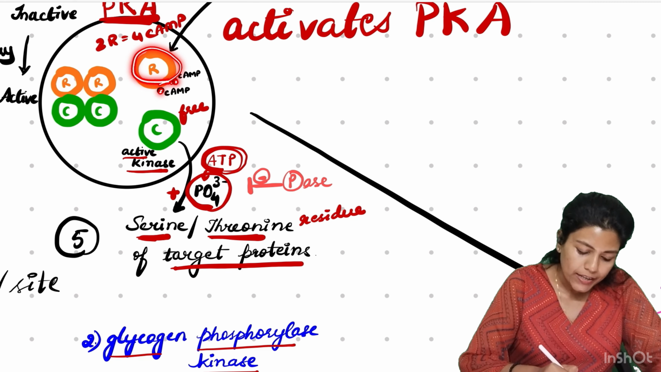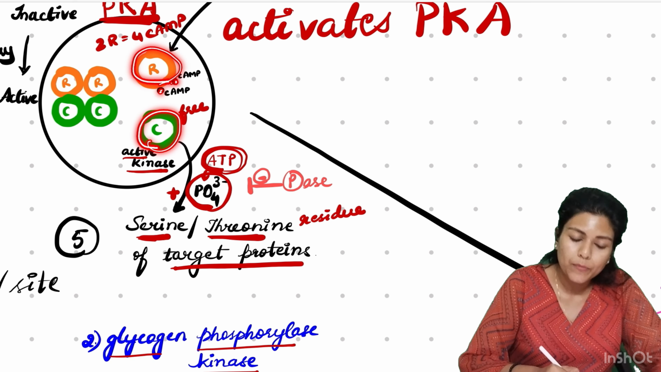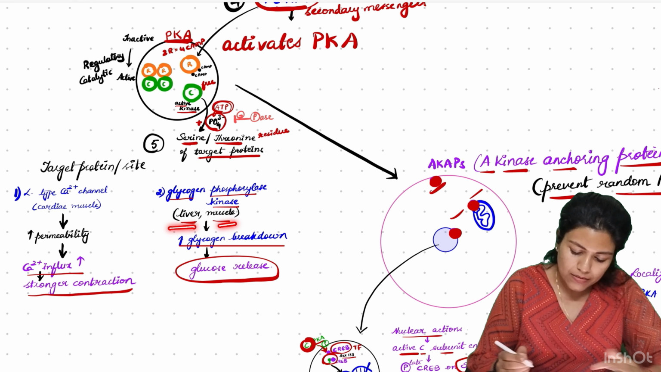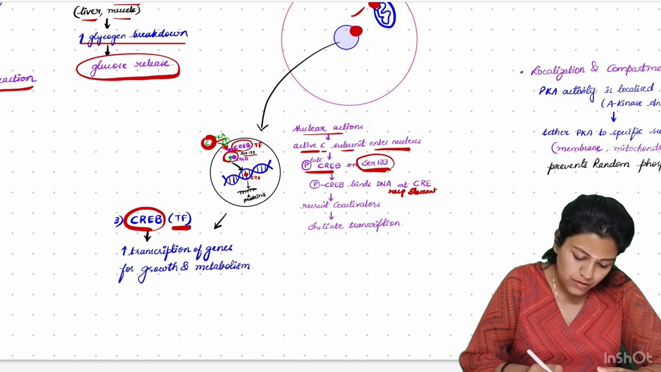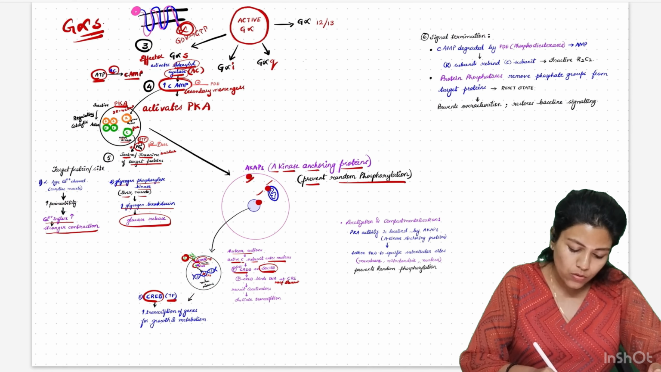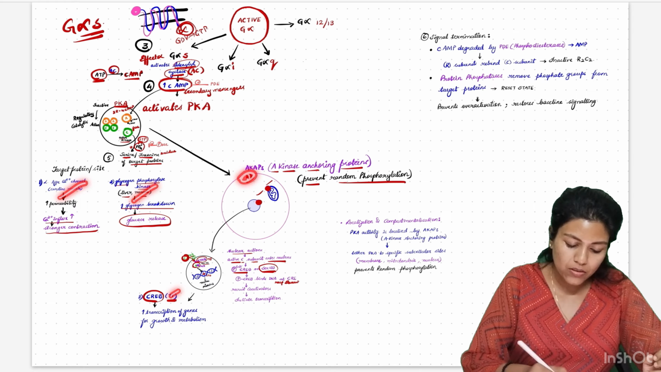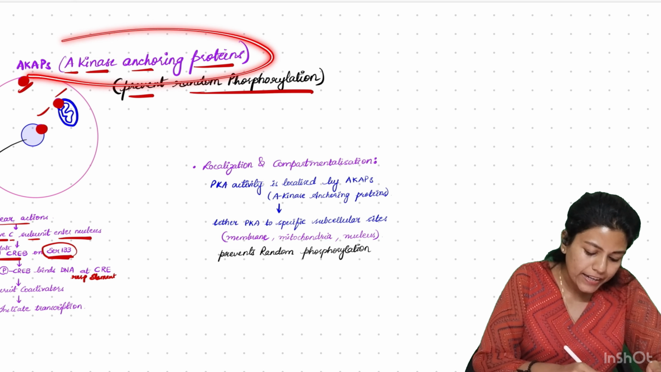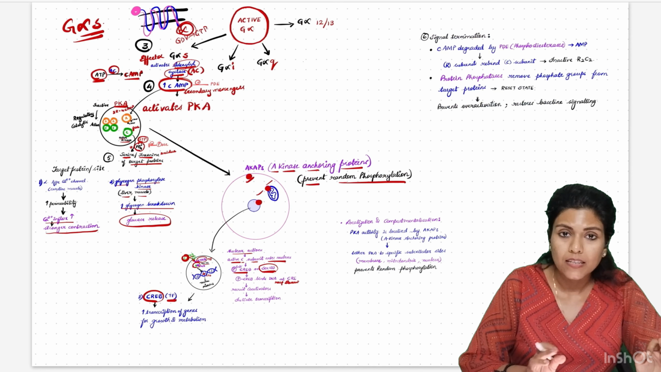regulatory subunit. The catalytic subunit, which is the kinase domain, is free to act. The kinase will add phosphate to the target proteins at serine or threonine residues. The target proteins here are, for example, the L-type calcium channel of the cardiac muscle, the glycogen phosphorylase kinase enzyme of the liver and muscle, and thirdly, transcription factors like CREB of the nucleus. And the specific localization to the membrane, mitochondria, or nucleus is brought about by the A kinase anchoring protein. This is about the GPCR signaling.